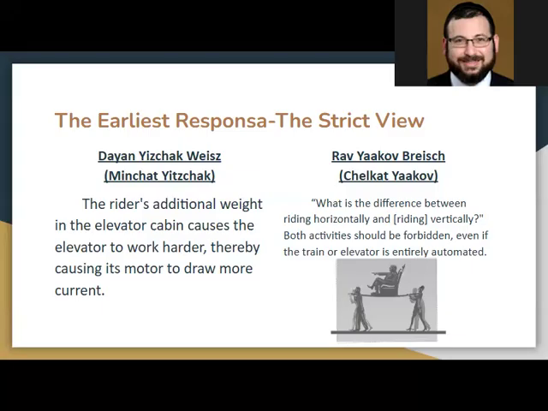Now, Rav Breish gives an absolutely fascinating explanation as to why it's forbidden to ride in an elevator. And his rationale would have many applications we'll talk about shortly. But does everybody here see this picture on the bottom right-hand corner? Does anybody know what that is? You have people carrying a chair, and there's a person sitting in the chair. Do you know what we call that?